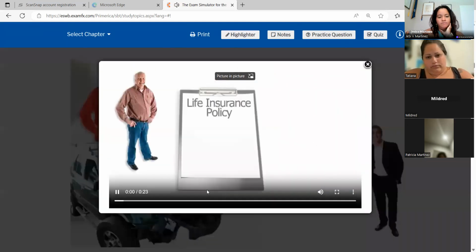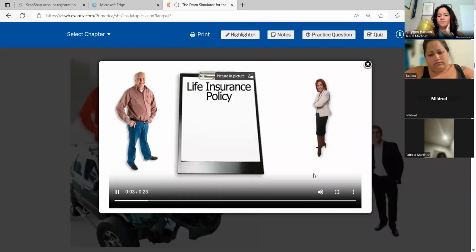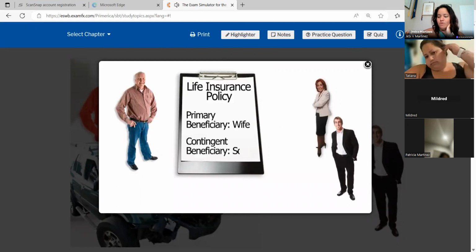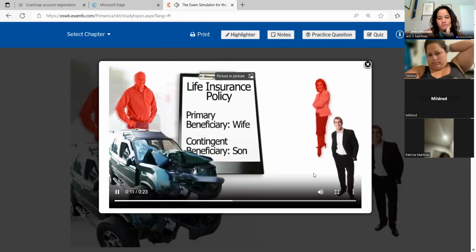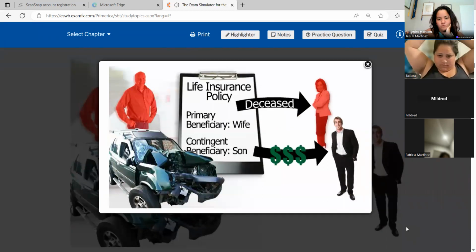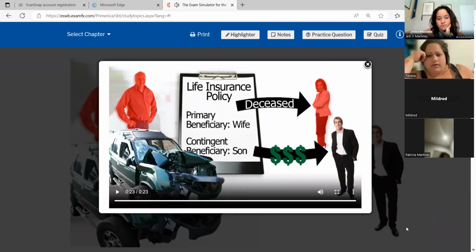It's 23. Tom has a life insurance policy in which he names his wife Susie as the primary beneficiary and his son as the contingent beneficiary. If Tom and Susie got killed in the same car accident, the death proceeds from the life insurance policy would be payable to the named contingent beneficiary, since the primary beneficiary is no longer living and able to receive the death benefit.